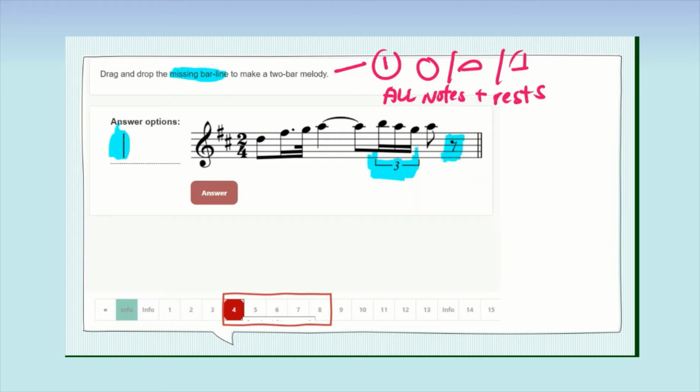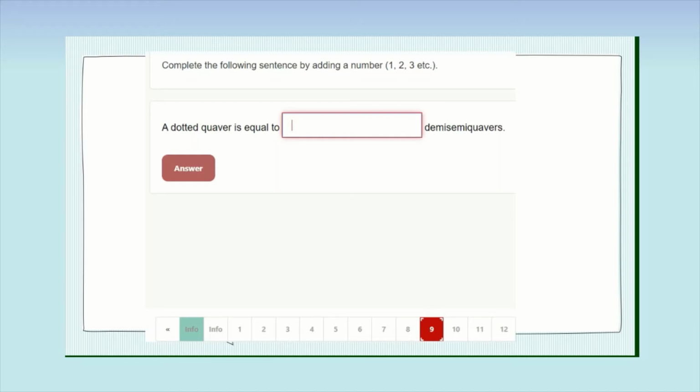Next. You're supposed to complete the following sentence by adding a number, so you can type in the number. A dotted quaver is equal to how many demi-semi-quavers? The first keyword is dotted quaver, the second keyword is demi-semi-quaver. So if you want to work out how many counts a dotted quaver is, you draw out the counts.